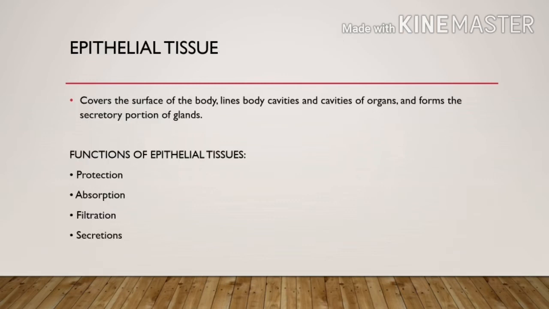Epithelial tissue covers the surface of the body, lines body cavities and cavities of organs, and forms the secretory portion of glands. Functions of epithelial tissue: protection, absorption, filtration, and secretion.